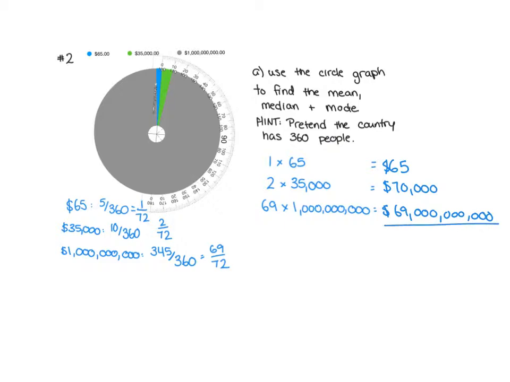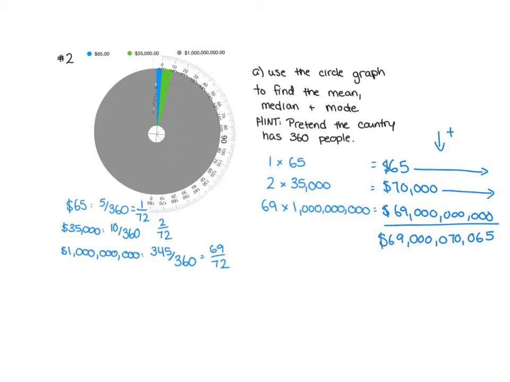So we can add this column together. We would have to think of lining everything up. So the 65 would be on the end, so we'd have 5 and 6. We have no hundredths here. We have 70,000. We have no millions. And we have 69 billion.